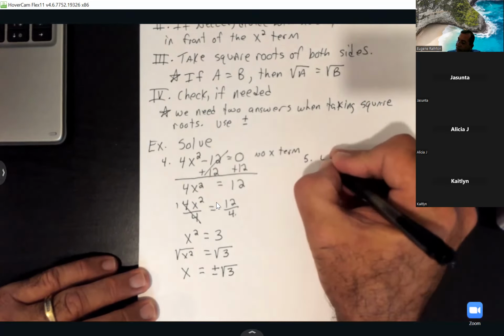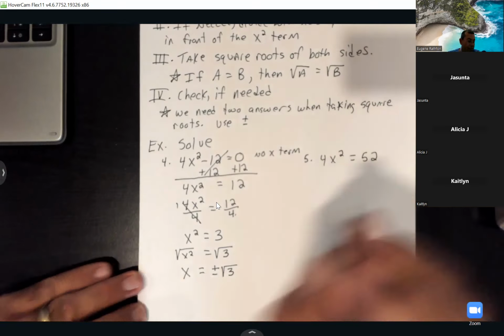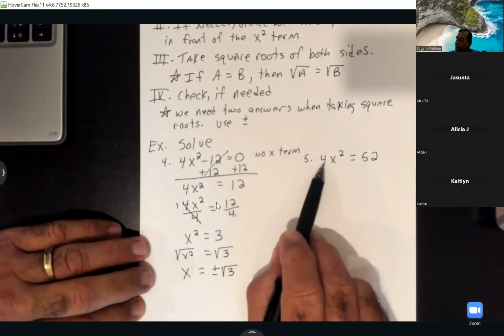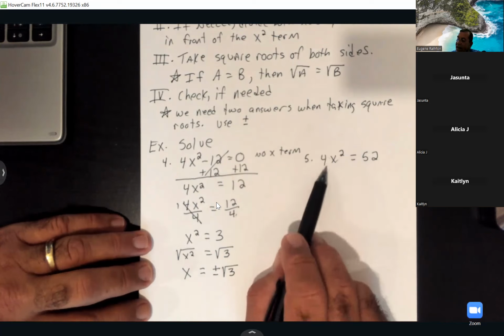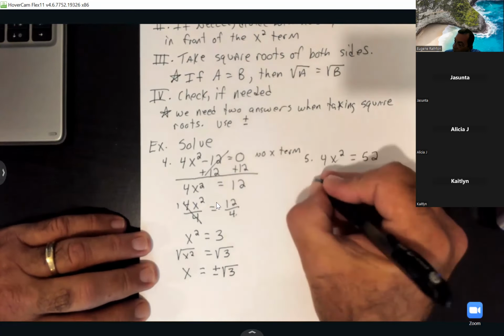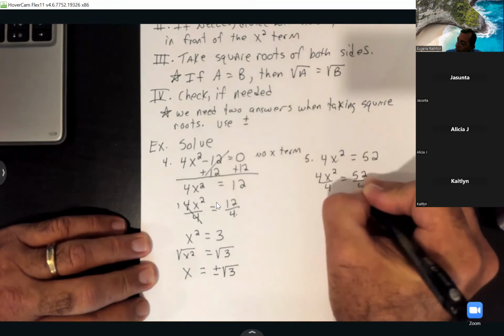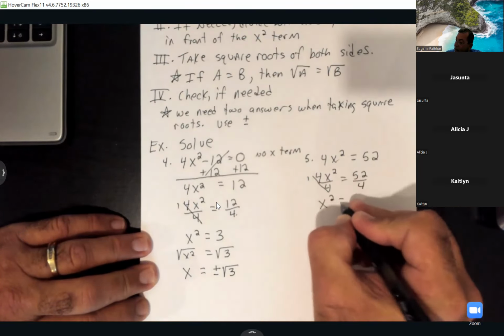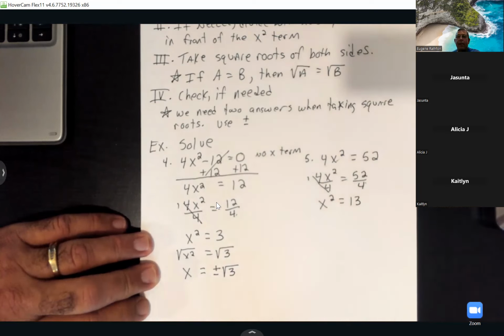All right, let's see what I got here. I got 4x squared equals 52. All right, so the x squared term's on one side by itself, but I got a number in front of it, so I need to divide both sides by that 4. So that cancels, giving me my 1x squared like I needed. And y'all, 52 divided by 4. Ooh, let's see what that's going to give me. That's going to give me 13.